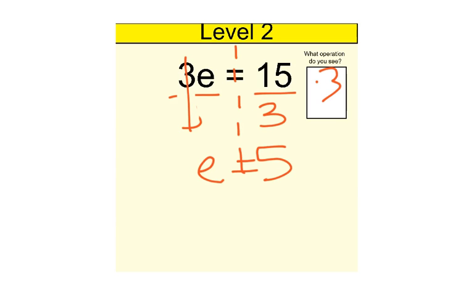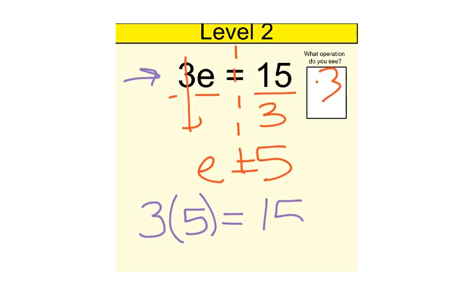Let's test it because we can check our answers. I'm going back to the original equation and I'm substituting 5 in. We learned in the last unit how to substitute a number in. 3 times 5 is equal to 15. Well, what is 3 times 5? It's 15. So, does it work? Yep, it checked out.